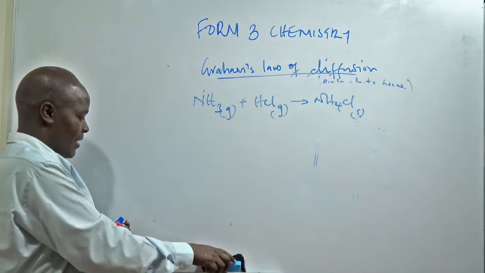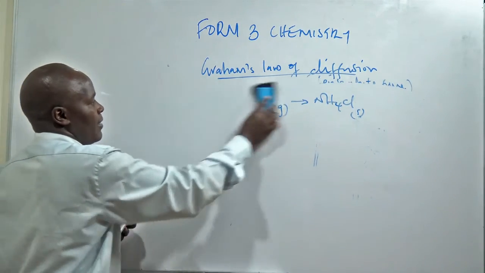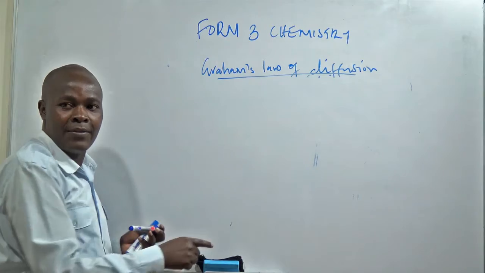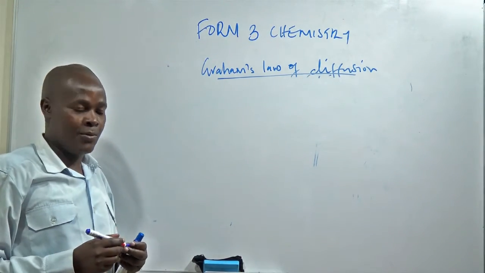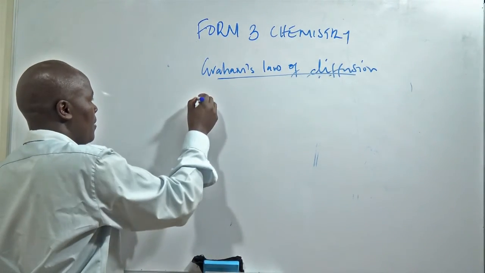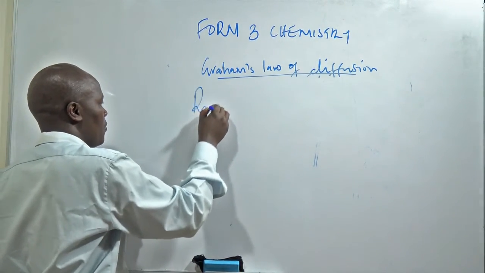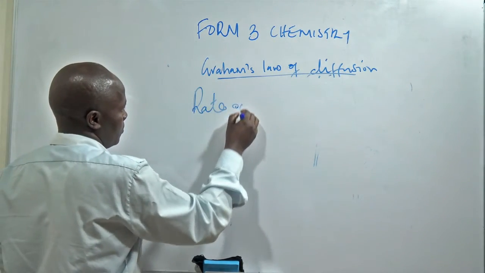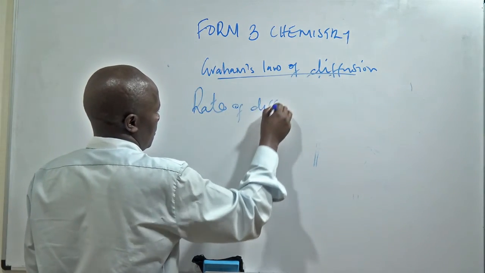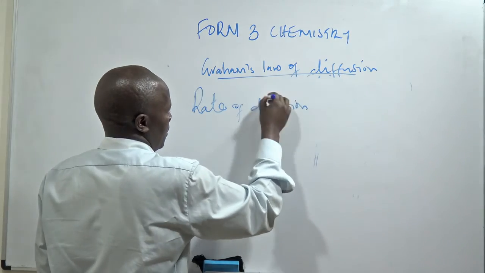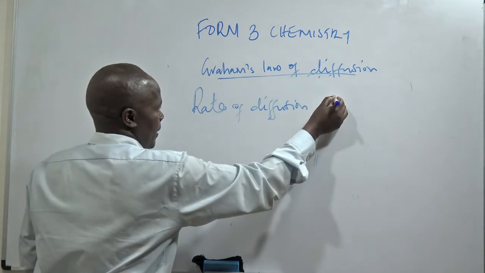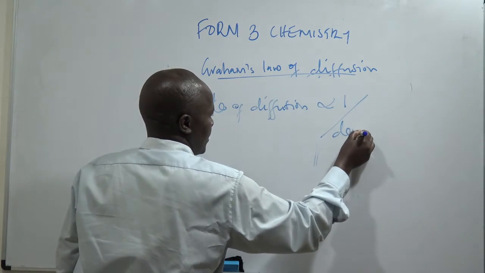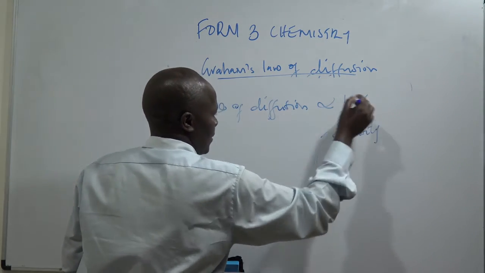Having said that, then how do we quantify the rate of diffusion of gases? This again is just a revisit of what we discussed in the last lesson. We say, according to Graham's law, the rate of diffusion of a gas is inversely proportional to the square root of density of that gas.